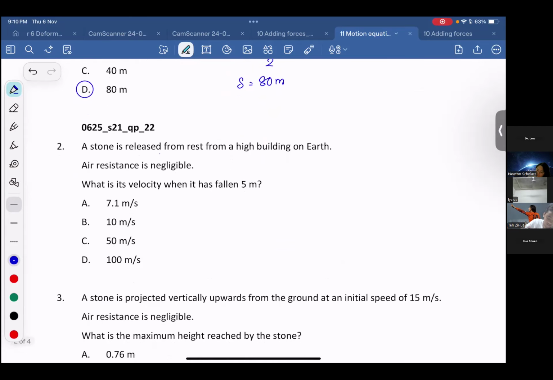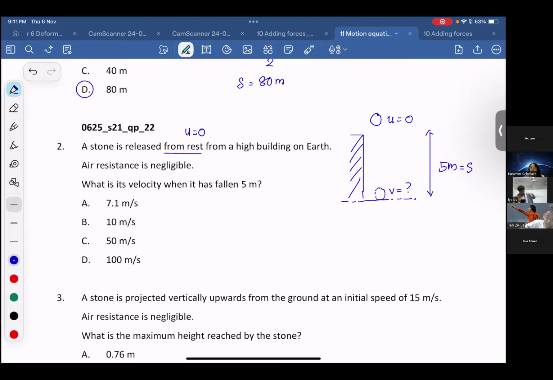A stone is released from rest from a high building. So this is a high building. The object is released from rest, that means the starting velocity is 0. So U equals 0. Air resistance, we don't care about air resistance. What is the velocity when it has fallen 5 meter? What is your V? Here 5 meter is your distance, so it's S.